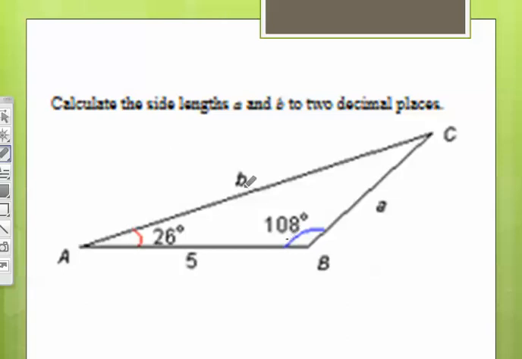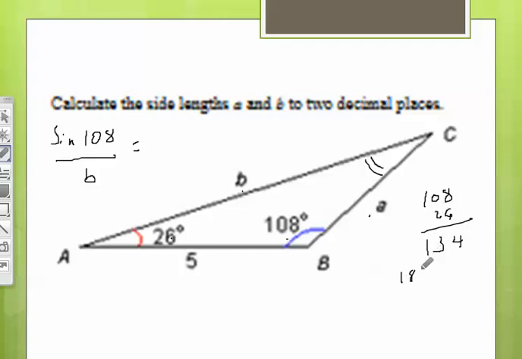Here I've got a 108 angle, and I don't know side B. So sine 108 divided by B will be equal to, well, we know this angle, but we don't know A, do we? But we can find C here. How can I find angle C? Well, I can add 108 and 26, and I will get 134. Subtracting that from 180, I will get 46-degree angle here.